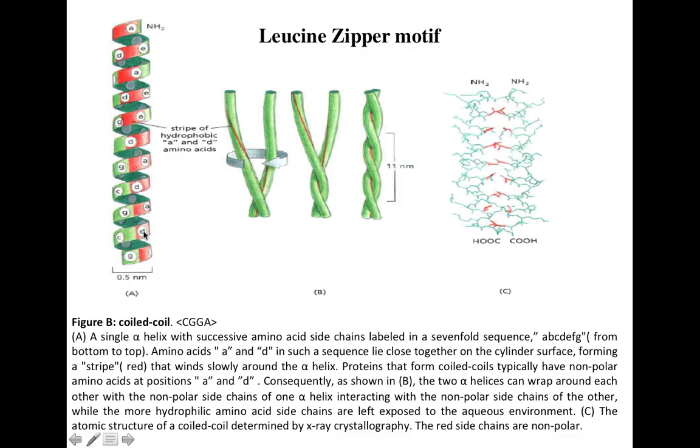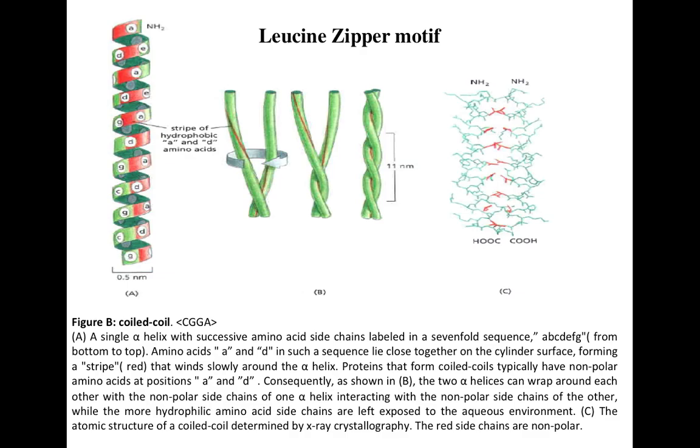in a sevenfold sequence, that is A, B, C, D, E, F, G, starting from bottom to top. So A, B, C, D, E, F, G basically indicate different amino acids. So A is one amino acid, B is the second amino acid, C third, D fourth, E fifth, F sixth, and G is the seventh amino acid.